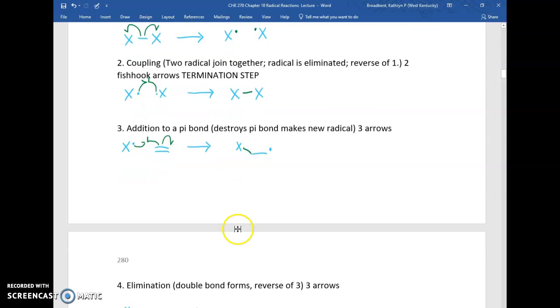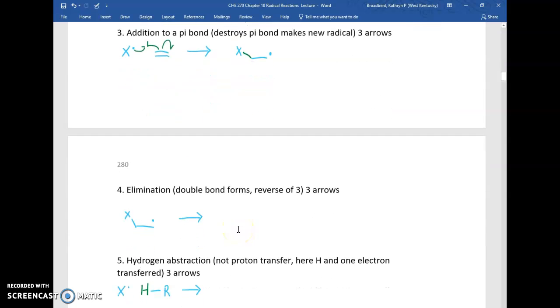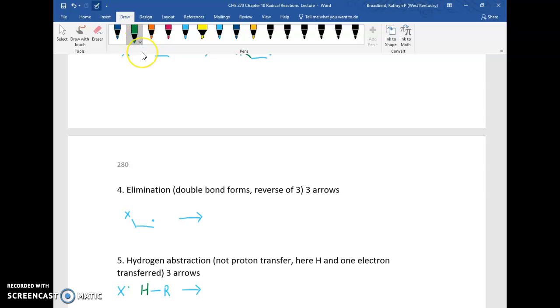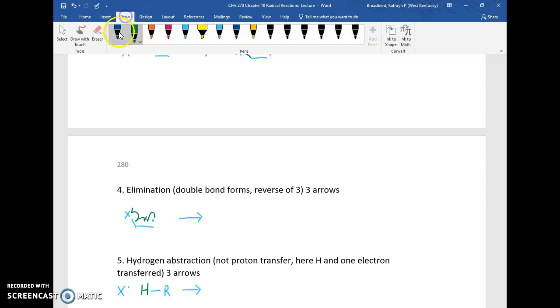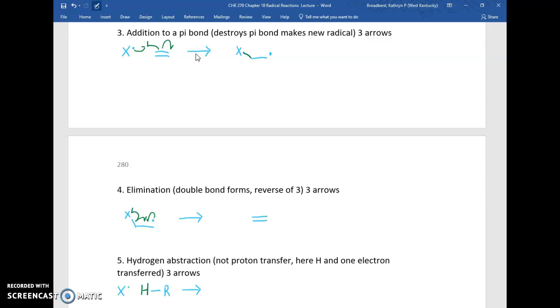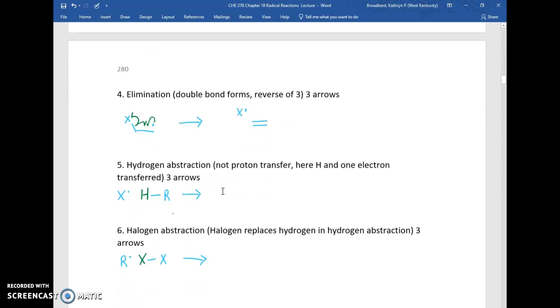So as we can have addition, we can have elimination. Again, this is just the reverse of addition. So what will happen here, make sure I've got this, one electron is going to go live on that X, and the other electron is going to combine with this lone electron and make a pi bond. It looks kind of messy, and we will get a pi bond and a free radical. Maybe I should have used the one for the book. It looks very messy. Okay.